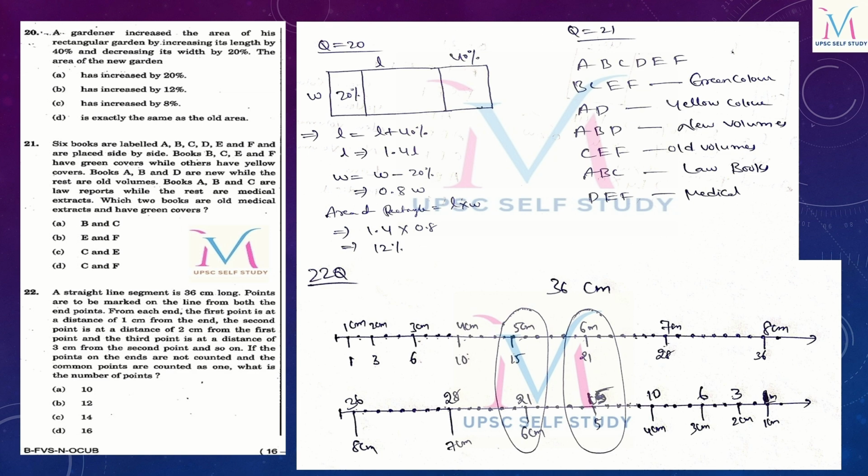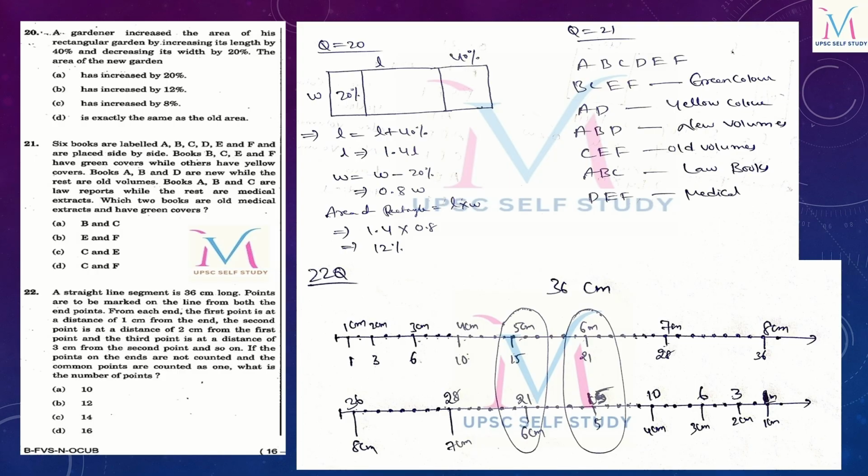Books A, B and D are new volumes, while the rest are old. A, B, D being new means C, E, F are old volumes. If you look into the answer book, you can understand. And books A, B, C are law reports, while the rest are medical extracts. A, B, C law books means D, E, F will be the medical ones.